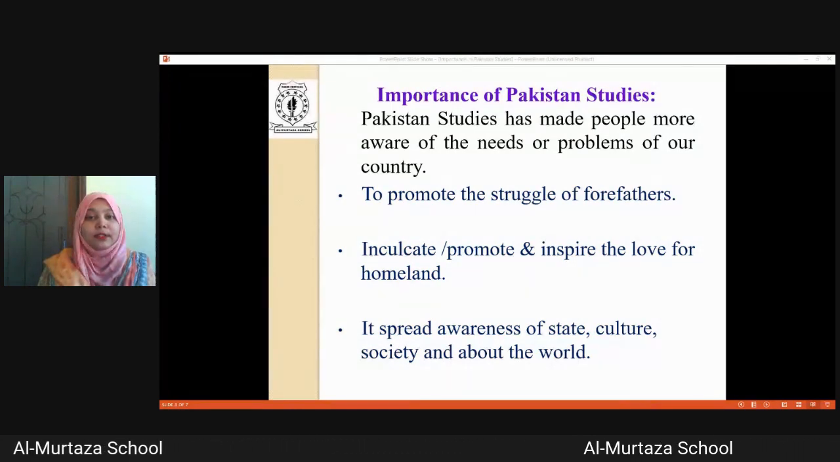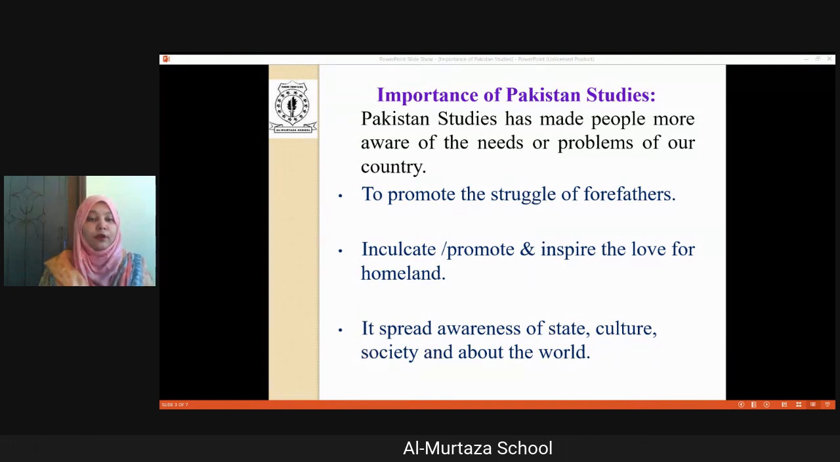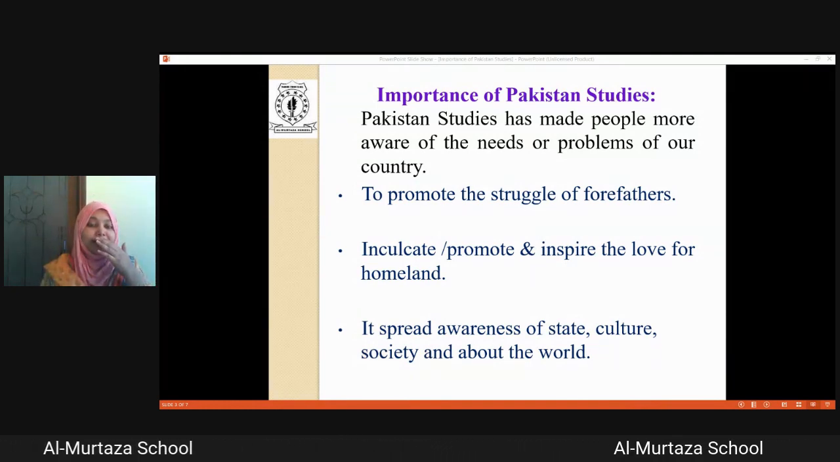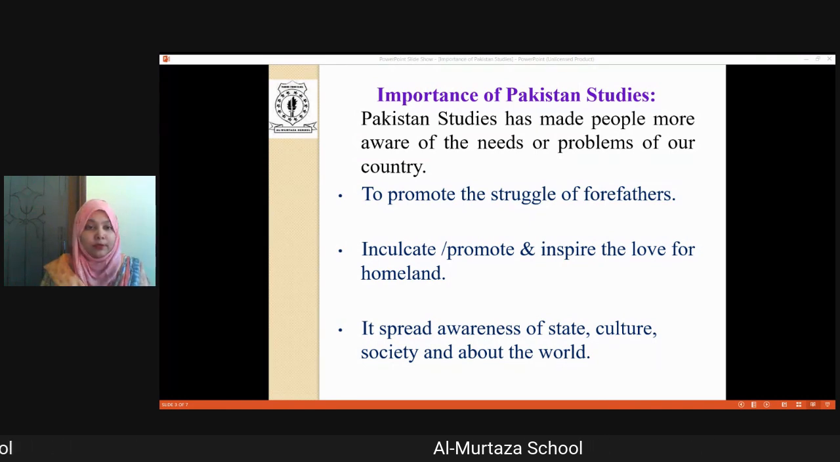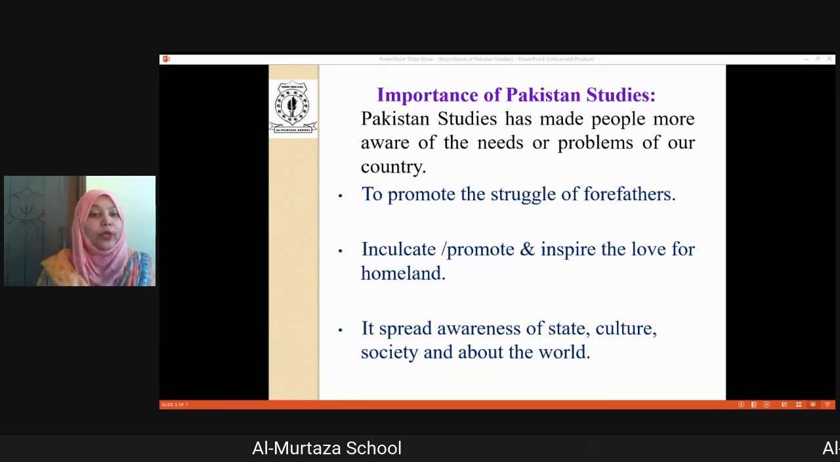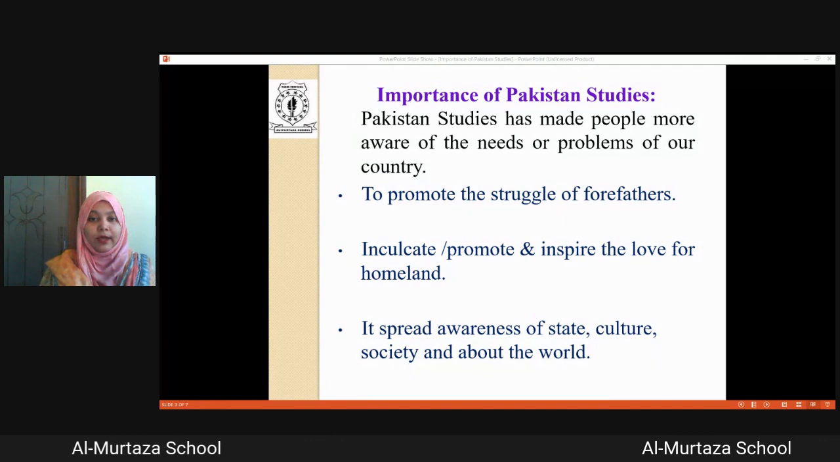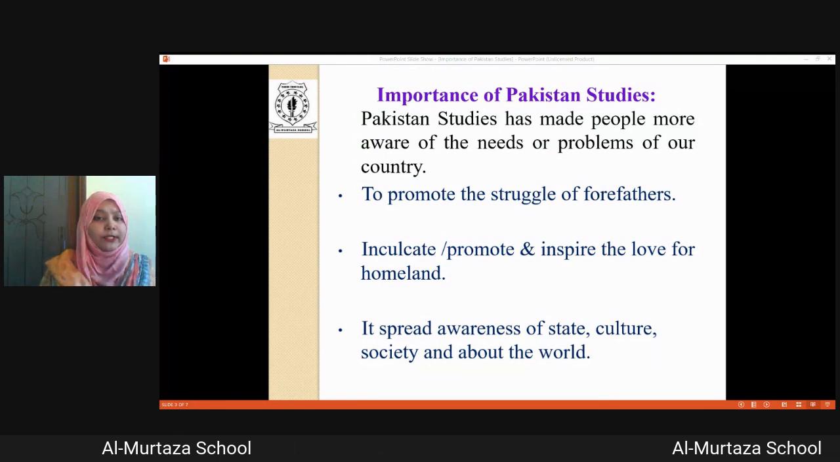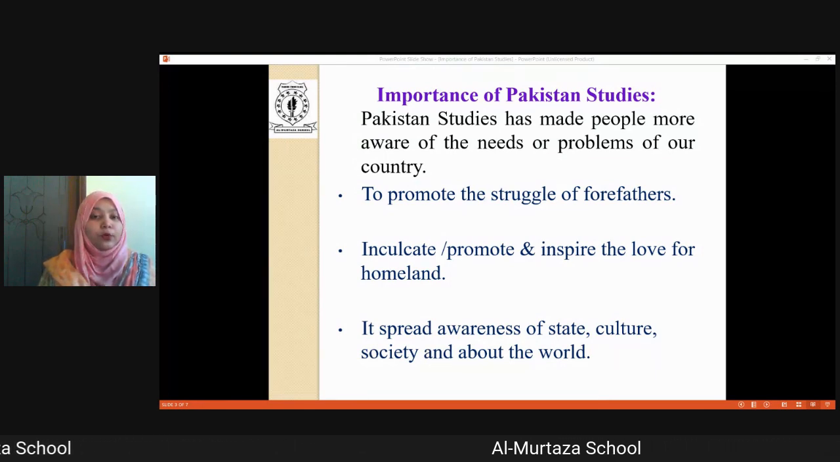The point comes to promote the struggle of forefathers. It is very important that when you're studying Pakistan ideology, you should also study the struggle of forefathers, because once you know the struggle of the forefathers, the second point is interconnected with the first point which is written up. That point is inculcate, promote, and inspire the love for homeland.